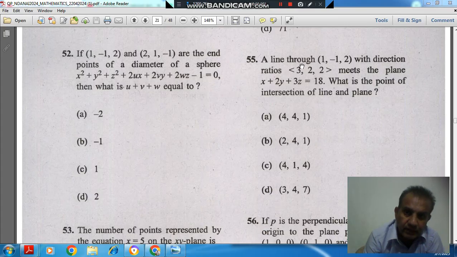Question number 55: a line through (1, -1, 2) with direction ratio 3, 2, 2 meets the plane x + 2y + 3z = 18. What is the point of intersection of line and plane? Option A: (4, 4, 1), option B: (2, 4, 1), option C: (4, 1, 4) and option D: (3, 4, 7). So here the line is passing through (1, -1, 2) and direction ratio is 3, 2, 2.